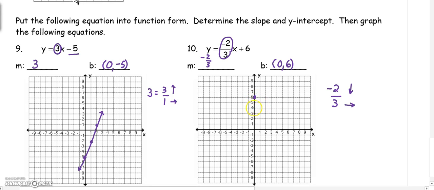So down 2, 1, 2, over 3, 1, 2, 3, place a dot. From that point, I'm going to do the same thing again. Down 2, right 3, and then I can connect my line, so I have my graph.